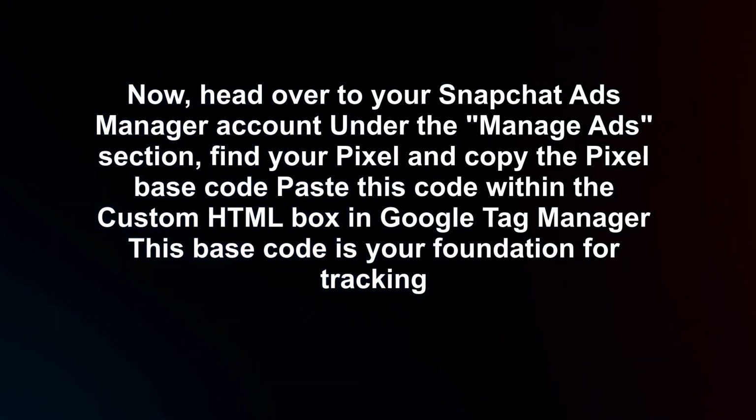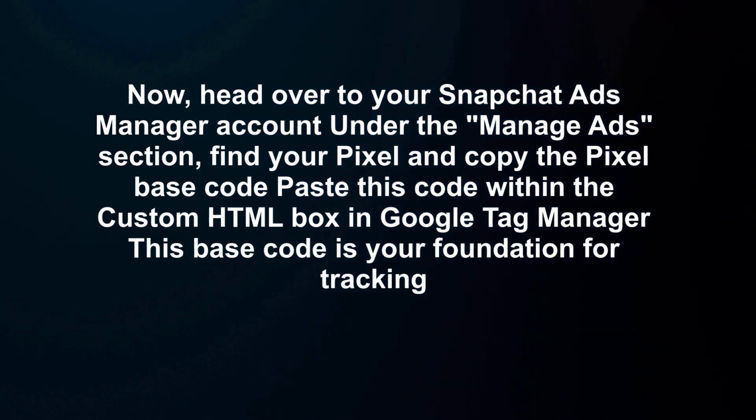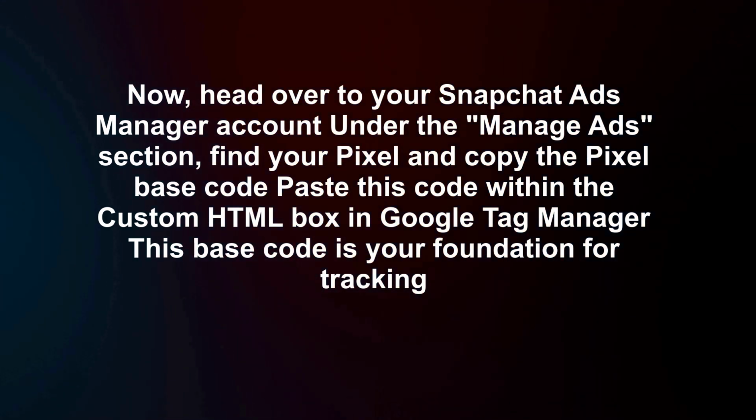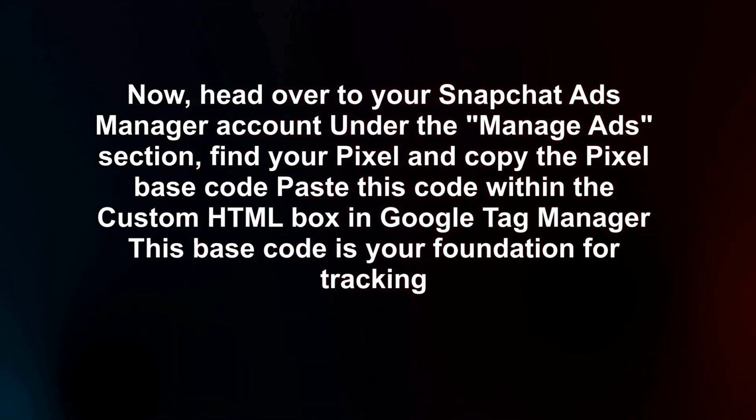Now, head over to your Snapchat Ads Manager account. Under the Manage Ads section, find your pixel and copy the pixel base code. Paste this code within the custom HTML box in Google Tag Manager. This base code is your foundation for tracking.